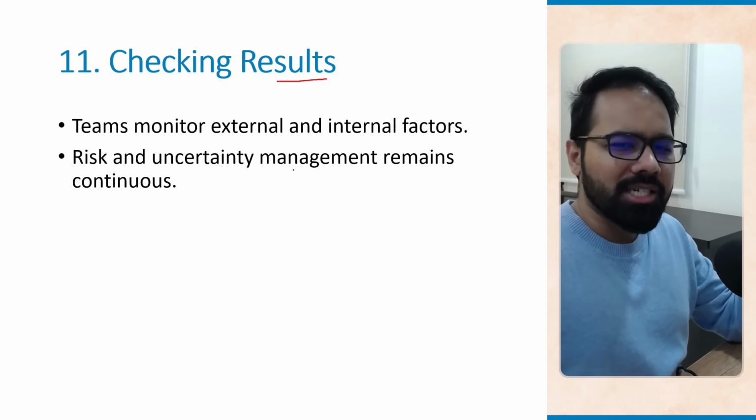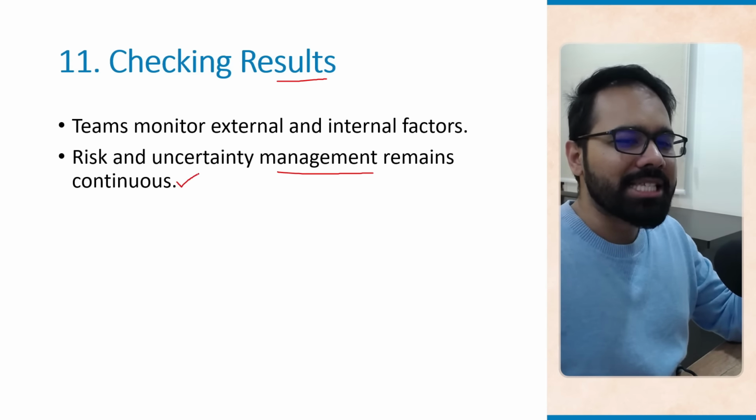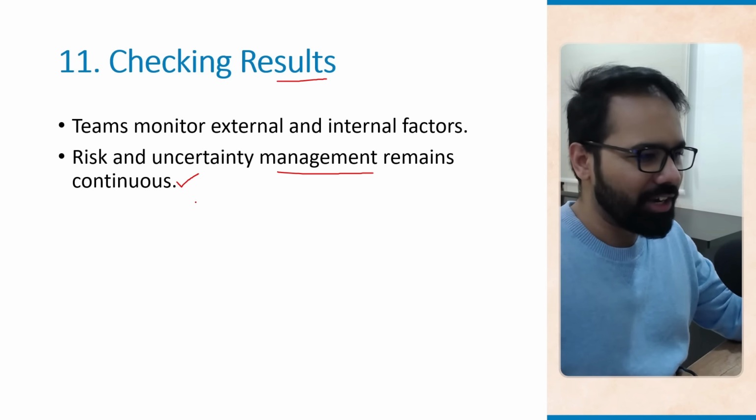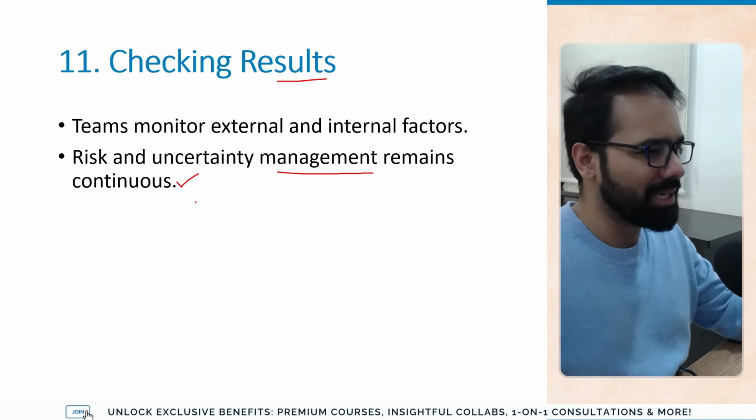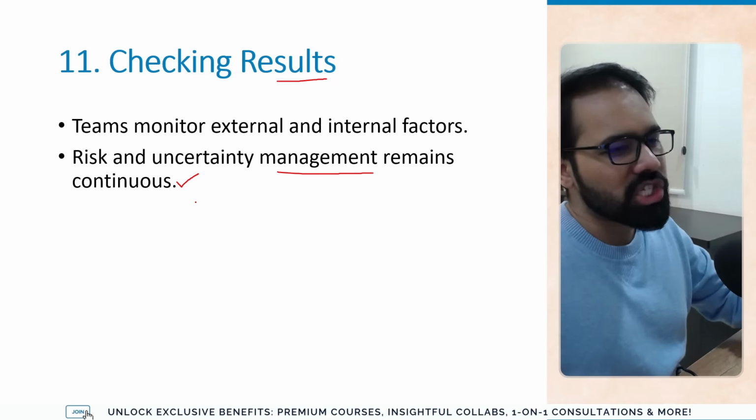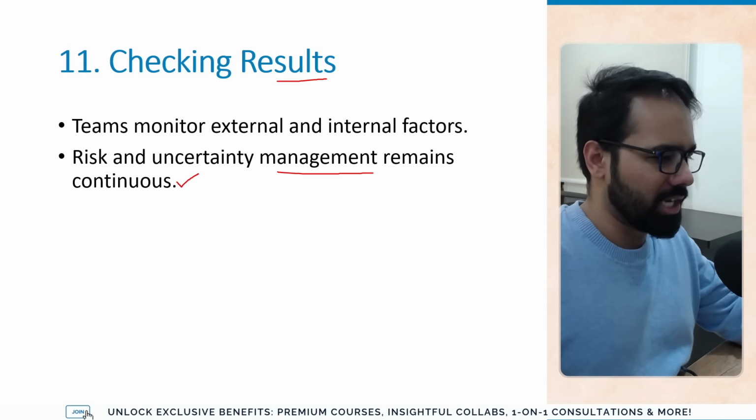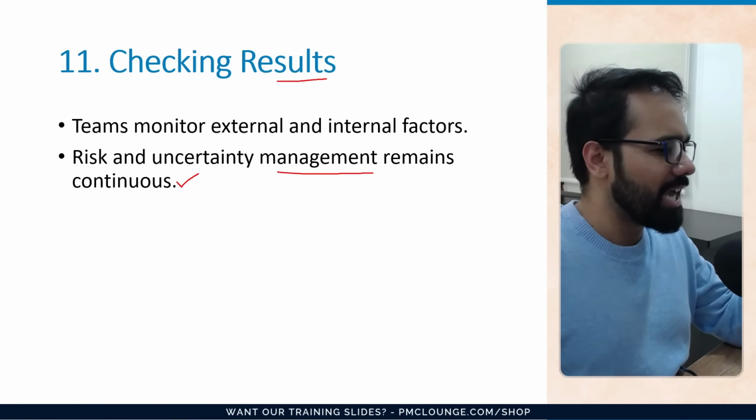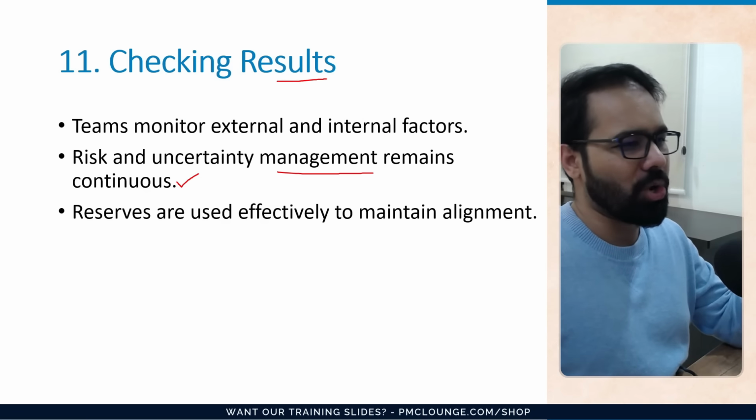Risk and uncertainty management remains a continuous exercise. This is not a one and done kind of deal, right? It is not a one time exercise. It evolves as your project progresses. And that is the reason why I said keep an agenda item in your team meeting about risk, about uncertainty, about the stuff that we just talked about.